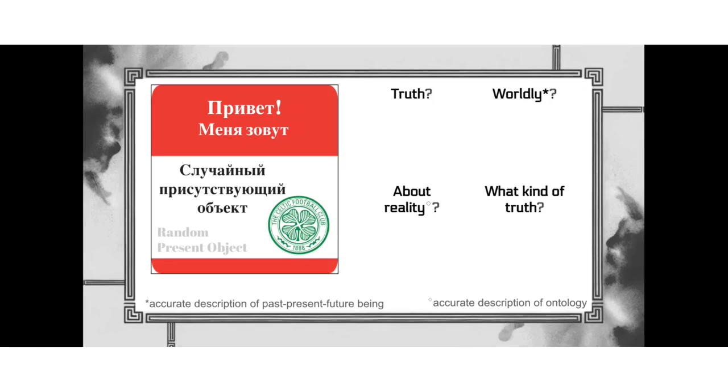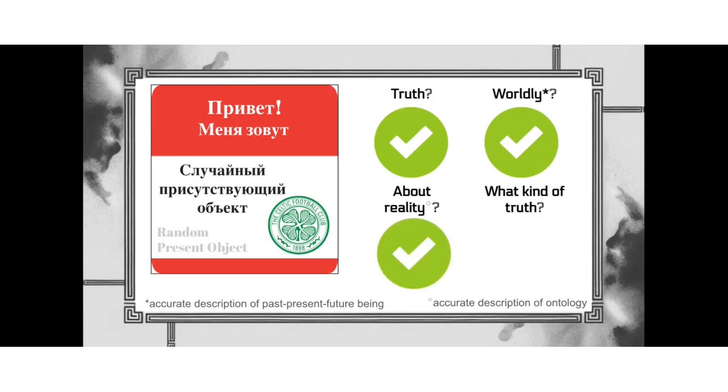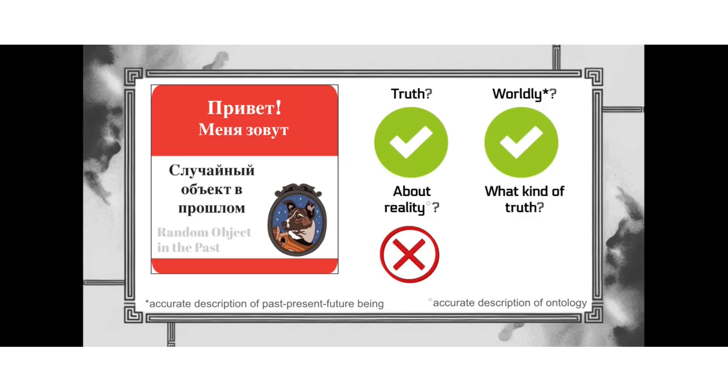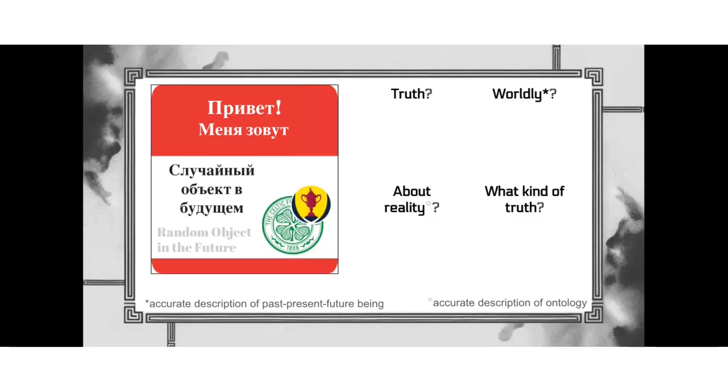This doesn't only work for past, future, present, all that. It works for anything in or outside your ontology. Present object, Celtic, my favorite football club here. They presently exist, so you can get truth about the world, about reality, is it in our ontology? Yep, it presently exists. So what kind of truth is it? Existential, objective. The past, like of the dog, true, it's worldly, but it's not in our ontology because it's past. So it's a past existential, but it's still objective.